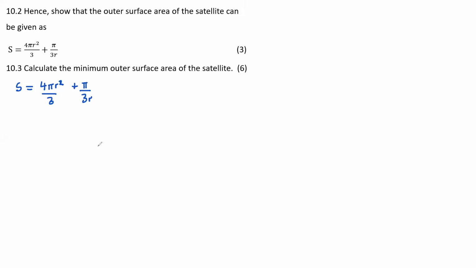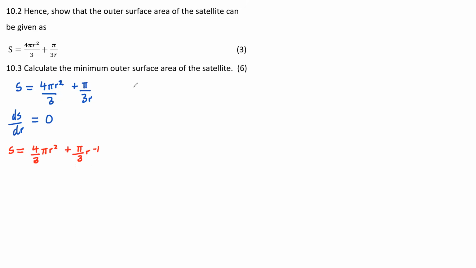Then on this part, I want the minimum outer surface area of the satellite. So which means I'm going to use the surface area formula, but I'm going to do ds over dr. Notice that pi is a number. Pi is just a constant. So it's ds over dr. That will be equal to 0 when we've got the minimum outer surface area. And so from here on, I can then quickly say S is equal to 4 over 3 pi r squared, plus pi over 3 r to the power negative 1.